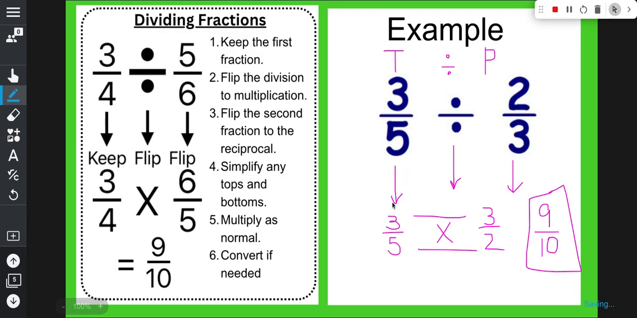Again, we kept the first number, we flipped the symbol, and we flipped the fraction, the second fraction. So keep flip flip, if you can keep that in your mind. Or again, as some people like to say, they keep the first one, they flip the second one, and they change the symbol. So that would be the KFC method. Both work. Use whichever one you prefer best. I just like the keep flip flip.